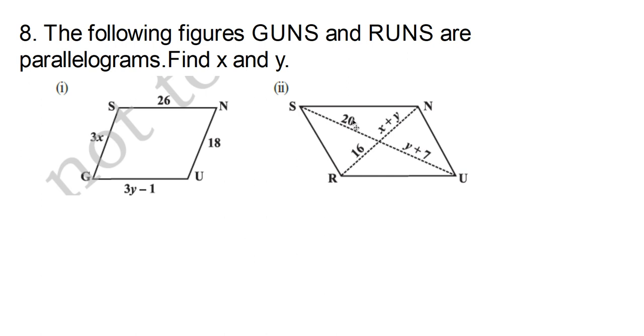In the second question, you can use the diagonals property of the parallelogram. That is, diagonals of a parallelogram bisect each other. That means x plus y is equal to 16 here, y plus 7 is equal to 20 here. You start with y plus 7 is equal to 20. From that you will get the value of y. You substitute the value of y in x plus y is equal to 16. You will get the value of x. Do it yourself.